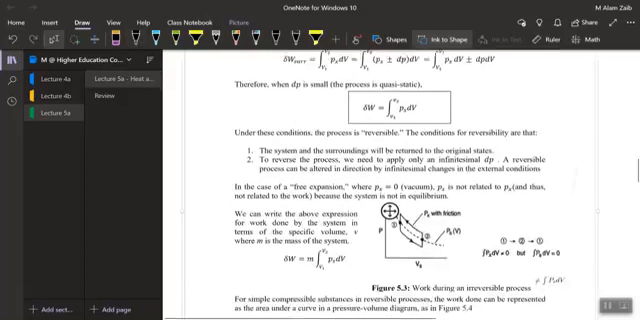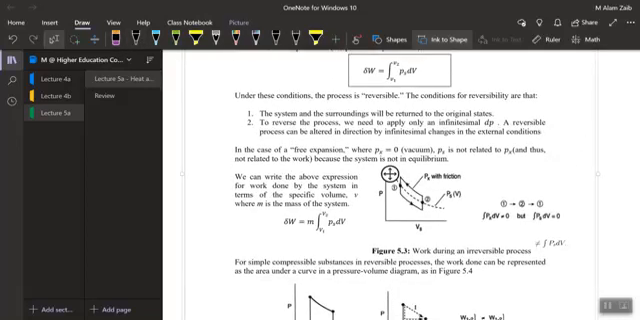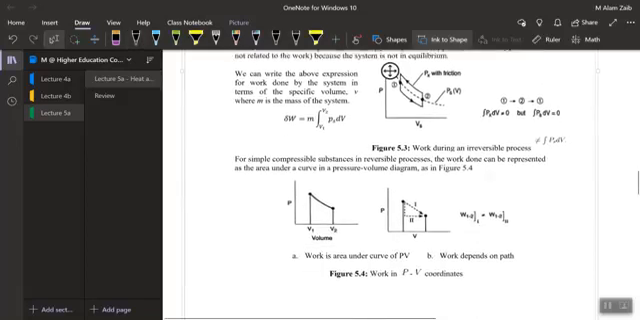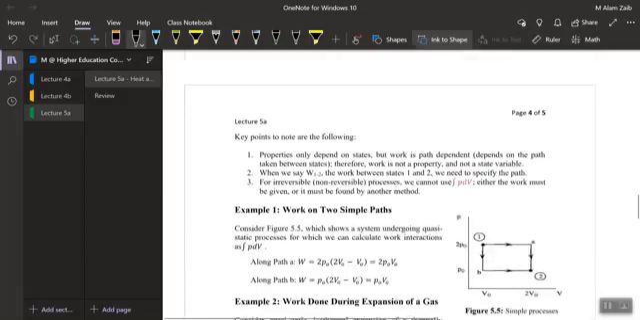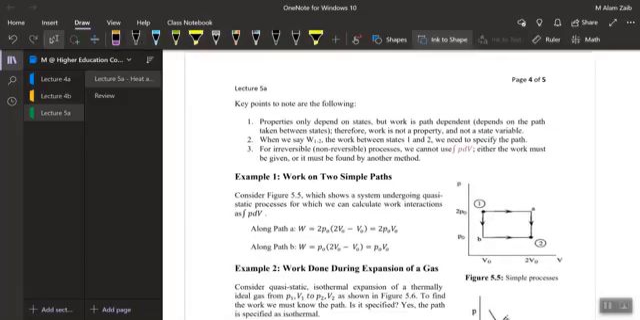In the case of free expansion, I did explain this. So we have got this equation, and that in terms of mass. For a simple compressible substance in a reversible process, the work done can be represented by the area under the curve on a PV diagram. Let me come back to this later, and let me move forward and explain in a little more detail, and then I'll come back to the same concept.